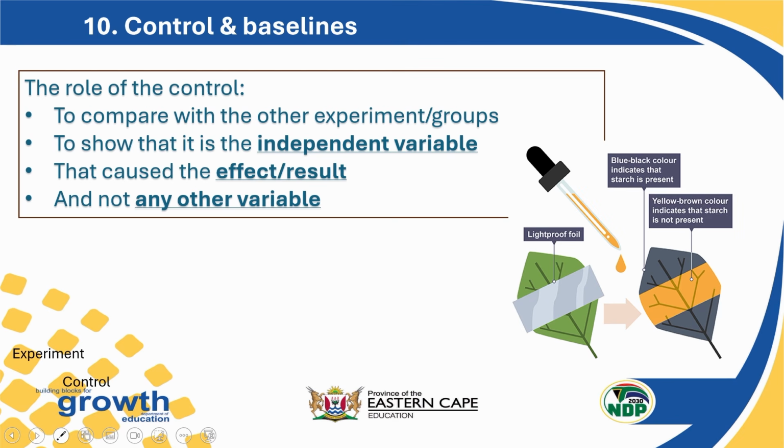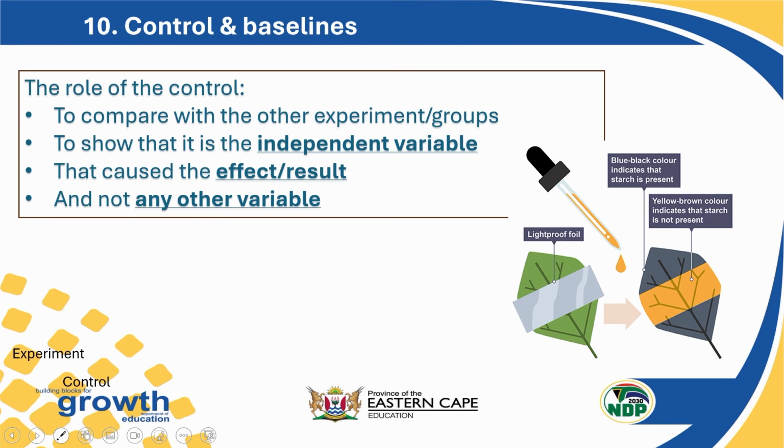Here I have an experiment, especially for the grade 10s watching. All right, in grade 10, we did the photosynthesis experiment. I'm sure the grade 12s can remember this one, where we took a leaf, all right, and we covered it with a piece of tin foil, all right, so that some of the leaf was exposed to light and some of the leaf was not exposed to light. The aim of this investigation was to see if light is needed for photosynthesis.